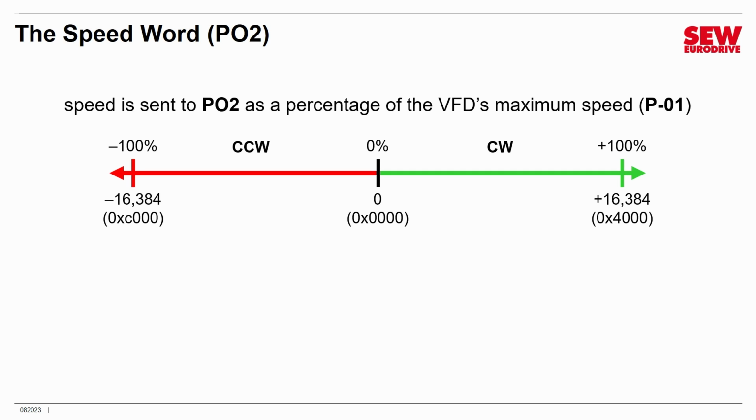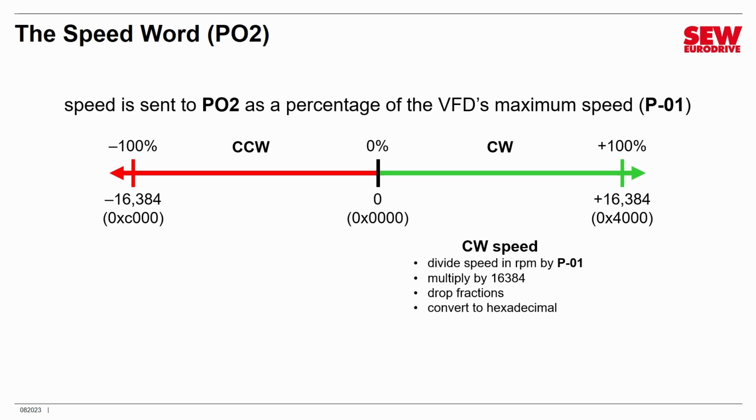Let me show you a few examples here just to cement this and also show you how to set all this up. If you want to turn in the clockwise direction, you take the speed you want to turn in RPM and divide it by whatever number's in your P01 parameter. You multiply it by 16,384. If there are any fractions, you drop them, and then you convert it to hexadecimal, and that is what you send over the field bus.